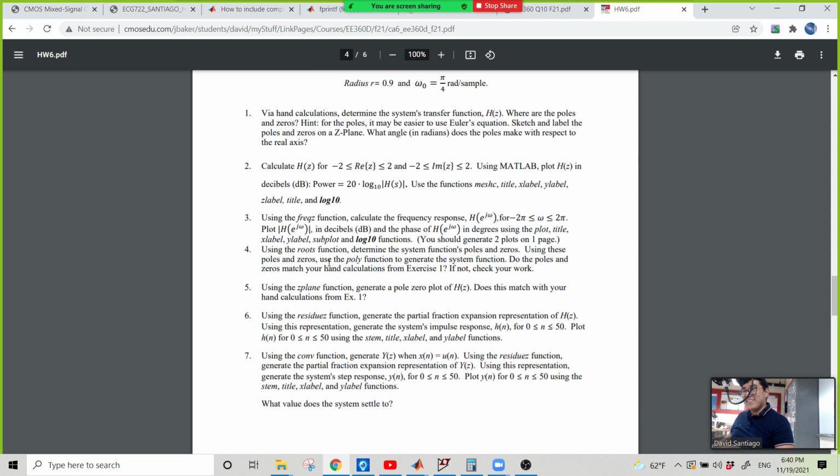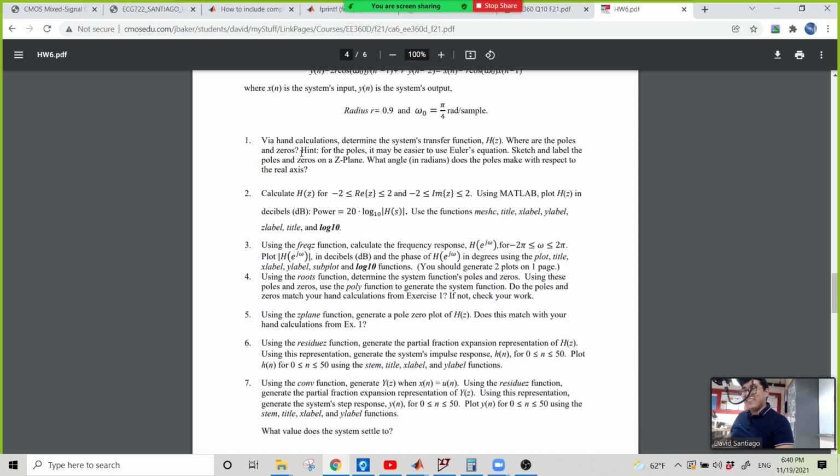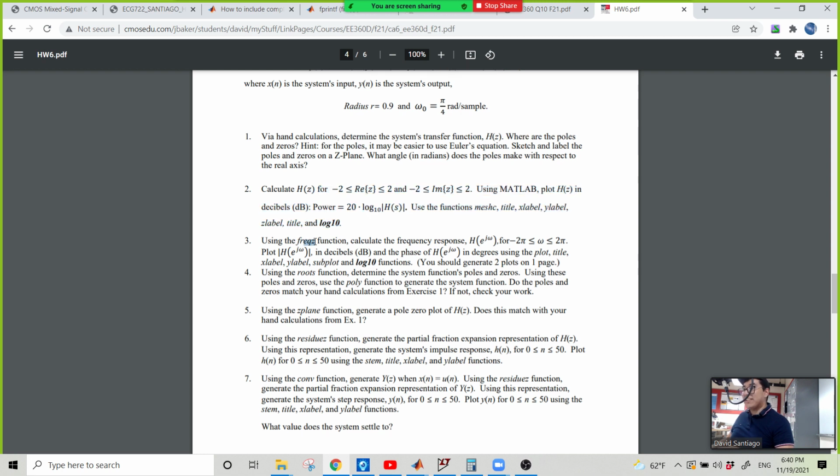Let's go to this. Oh, look at that. Hand calculations determine a system function. See, we're actually doing stuff. Find the poles, find the zeros, calculate H of Z using MATLAB, using freqz with a Z at the end. Calculate the frequency response, so the Fourier response, or discrete time Fourier transform.